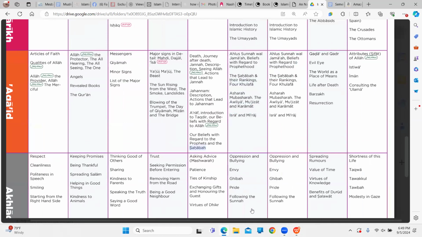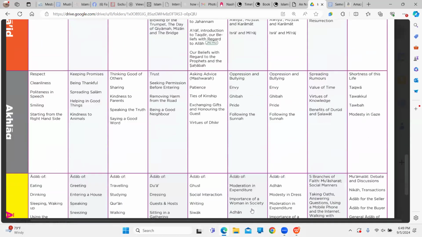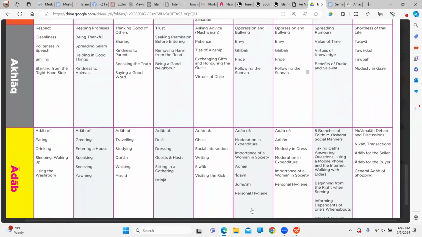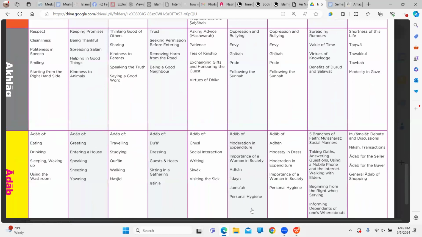Then in Aqaid, you have from the very basics of Amantu billahi wa malaikatihi all the way to the concept of ثم استوى على العرش. Then in akhlaq and adab, there is 40 and 40. There is 40 akhlaq and there is 40 adab. 40 akhlaq means tahara, adab, politeness in speech, being thankful, keeping a promise, kindness to animals, seeking advice, envy.